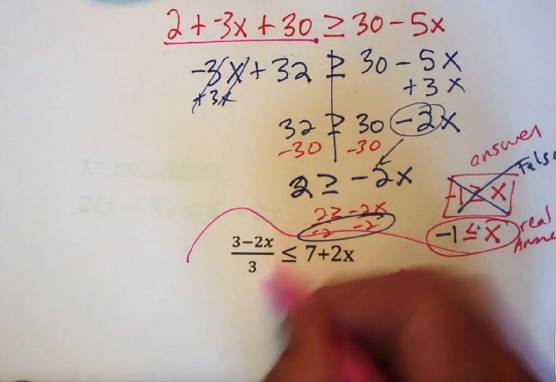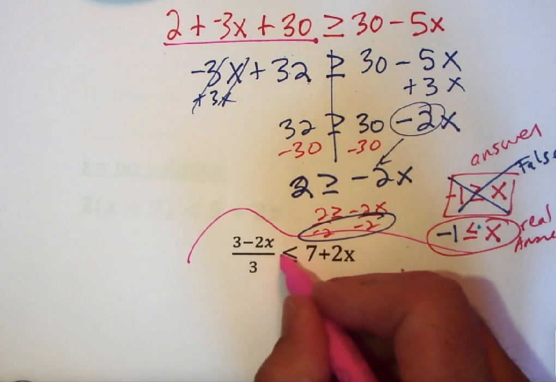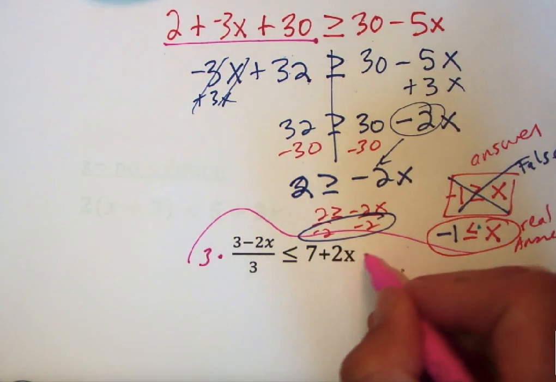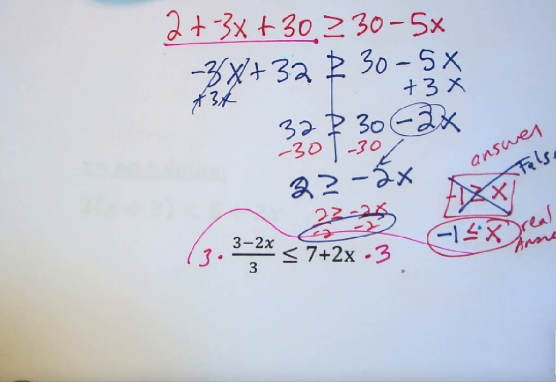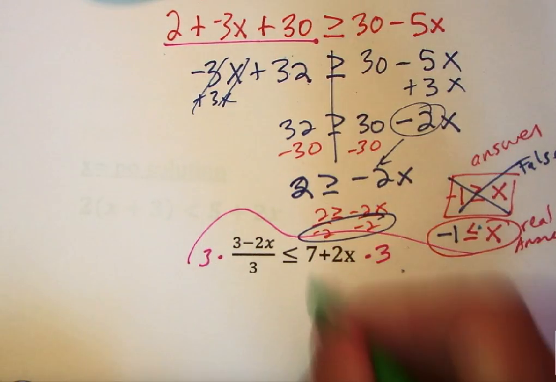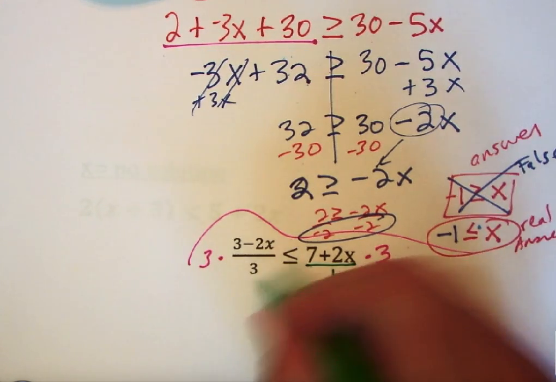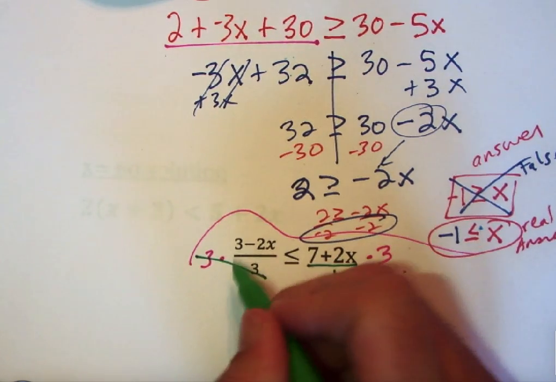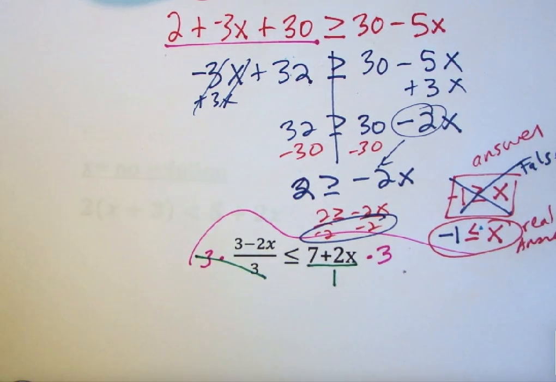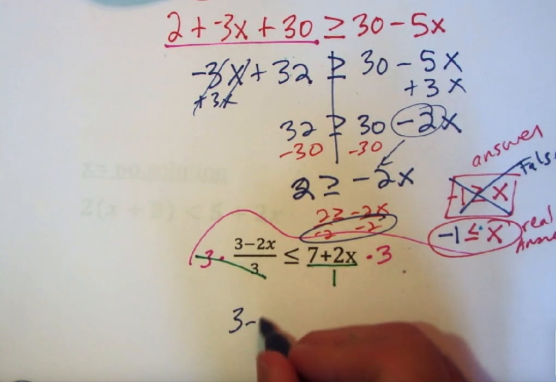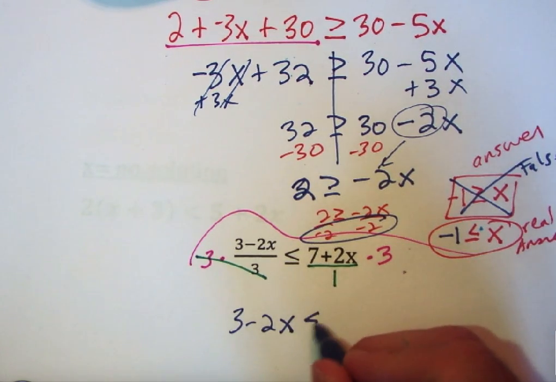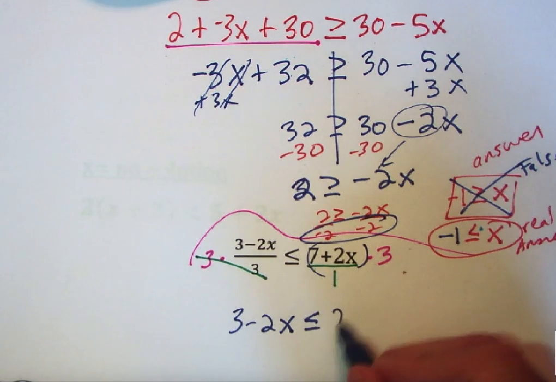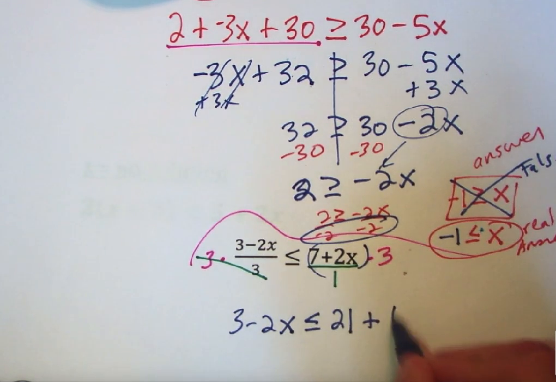We got this fraction over here. Well, how would we undo this divide by 3? And I'm hoping people say multiply both sides by 3. And I'm going to be like, sweet. Or some people say we could treat it like a proportion and use cross products. But for now, we're just going to multiply by 3. And now we get 3 minus 2x is less than or equal to, well, it's 3 times all of this. So 21 plus 6x.